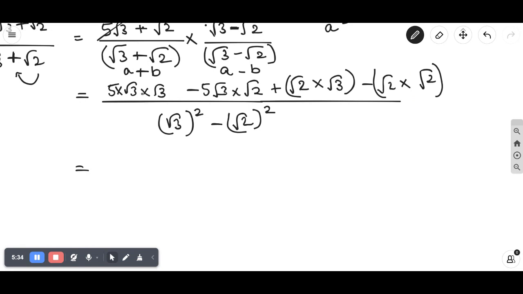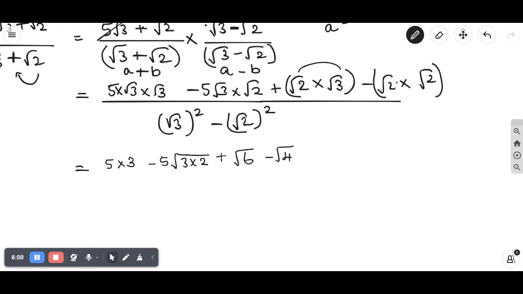what you have to do here is, what is 5 into root 3 into root 3? That will be 5 into 3. Minus 5 into root 3 into root 2? That will be 5 root 3 into 2. That will be root 3, plus root 3 into root 2 is root 6, minus root 4. So did you understand this? This is root 3 into root 2.